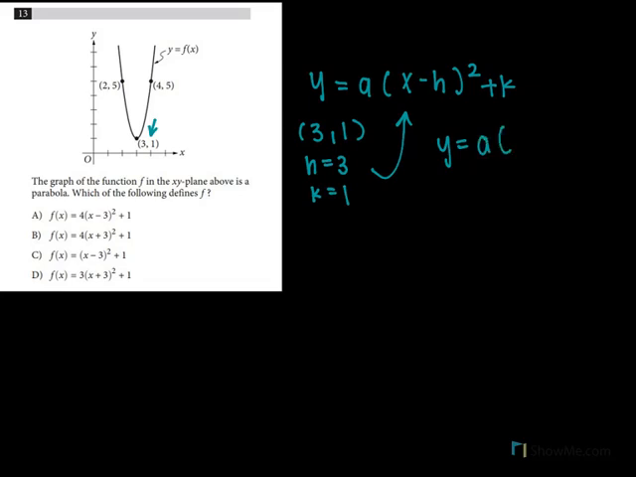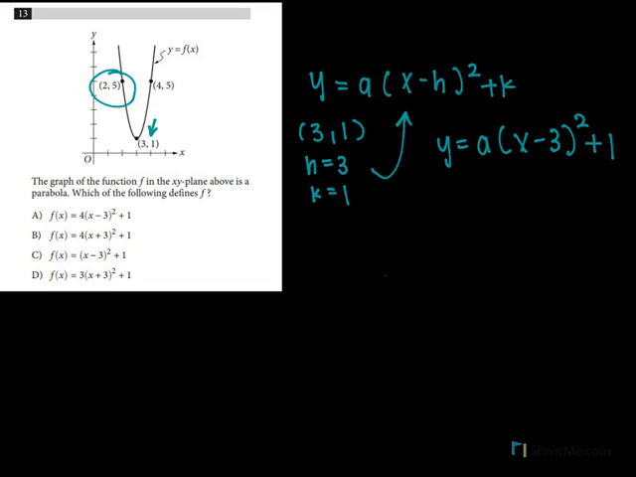y equals a times x minus 3 squared plus 1. And it's minus 3 because the formula is x minus h. So now we need to find a, and how we do that is just plug another point into the equation that we have here. And so they gave us 2 points here, 2, 5 and 4, 5. It doesn't really matter, but I will be using the 2, 5. So we just need to plug that in.